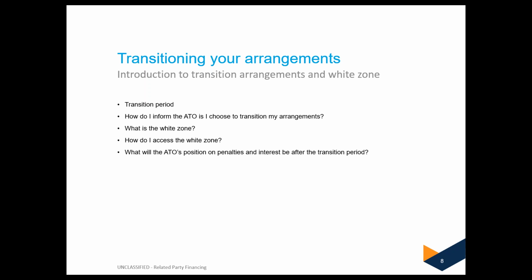In the PCG, I think there's a footnote on the white zone that seems to suggest that only reviews that occur after the date of the draft guidelines will be applicable for accessing the white zone. If you've had audits or APAs in the past that have risk rated you low, why wouldn't those, or why shouldn't those be considered as part of the white zone review?